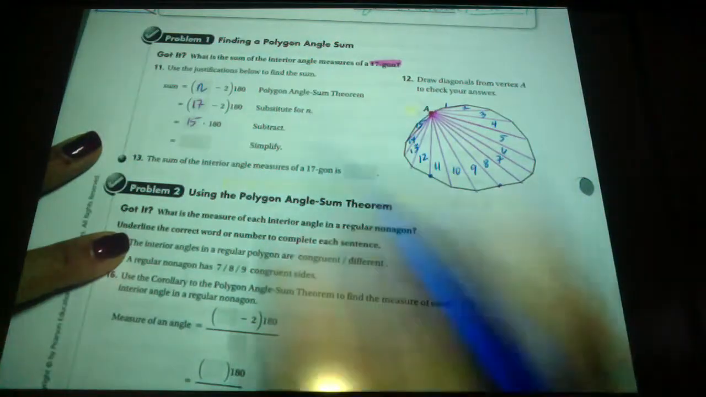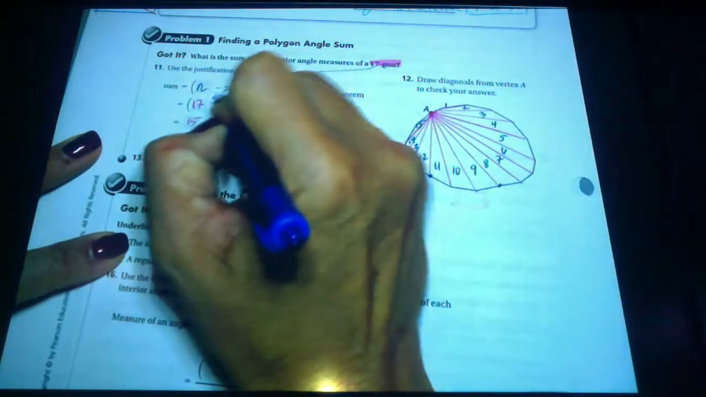This one is 17, yes. And we got that because we have a 17-gon. I'm used to calling it a gon from another text. Anybody have 15 times 180 yet? What'd you get? No, almost. You're off by a bit. You made a mistake. Did you use your calculator? Yeah. Let's try it again.